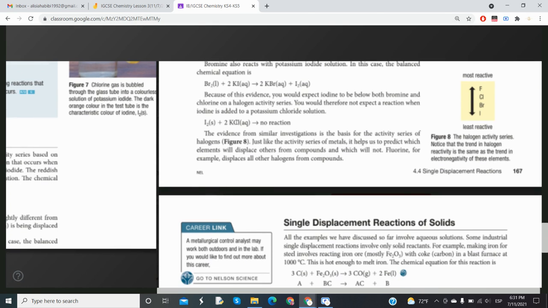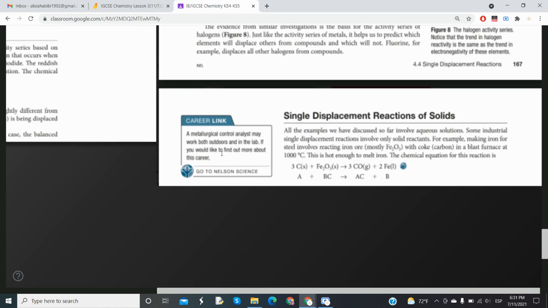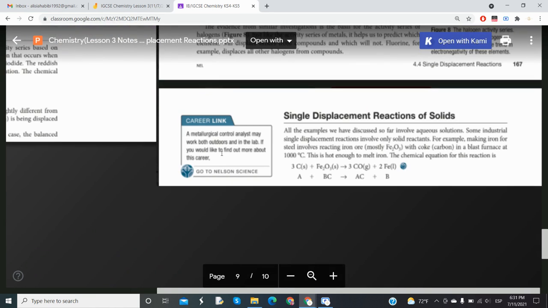It cannot displace chlorine. Sorry, guys, I was saying potassium. Sorry about that, chlorine, because we're looking at the halogen family. So it cannot displace chlorine, so there is no reaction. It doesn't displace it so that it produces potassium.